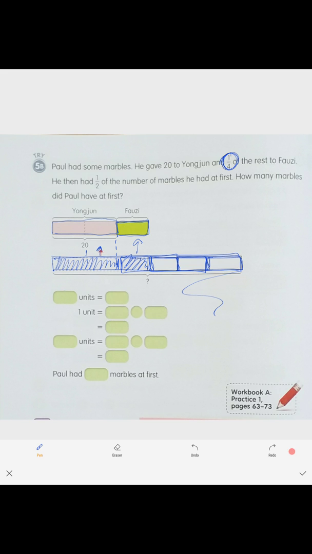We can see now that 2 units is 20 marbles, right? 1 unit is 20 divided by 2, 10 marbles. They ask us how many marbles did Paul have at first. 1, 2, 3, 4, 5, 6. We have a total of 6 units. 6 units times 10 marbles, 60. Your answer is Paul had 60 marbles at first.